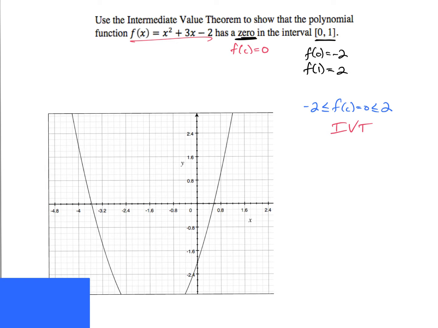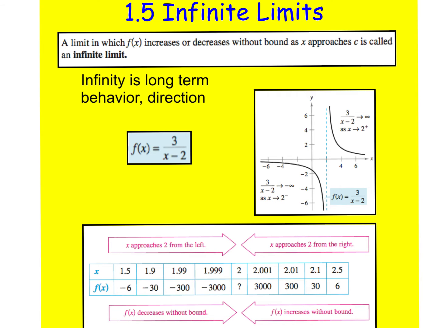All right. Let's keep moving. So now we're on to 1.5, infinite limits. When we have increasing or decreasing without bounds, it's said to be infinite limits, which means it keeps going up, up, up. That's increasing without bound. It's said to go down, down, down.